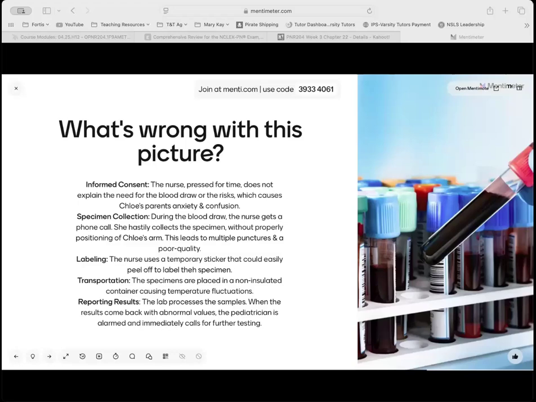So during that specimen collection, the nurse gets a phone call. She hastily collects the specimen without properly positioning Chloe's arm. So this leads to multiple punctures and a poor quality specimen. So what's wrong with this part of the scenario? That nurse needs to be fired.